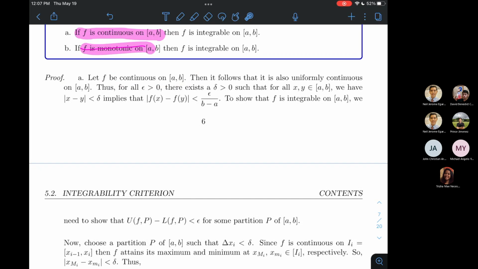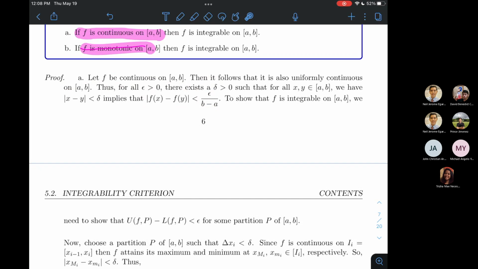Dahil siya uniformly continuous sa compact set closed interval AB, then by definition, pag binigyan ka ng epsilon greater than 0, laging may mag-exist na delta greater than 0 such that whenever x and y are within delta units away from each other, then f of x minus f of y can be made arbitrarily close to each other. In particular, close within epsilon over b minus a units away. Okay? So, dun sa uniform continuity, epsilon sana to.